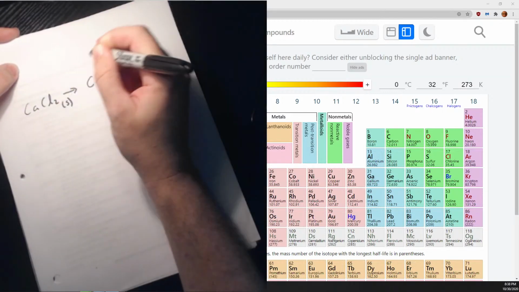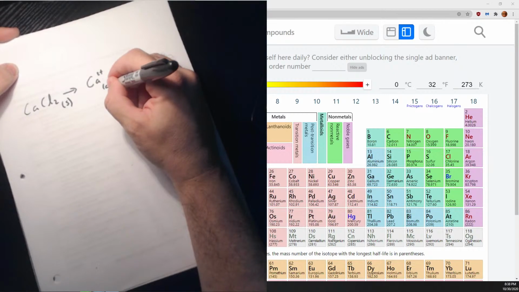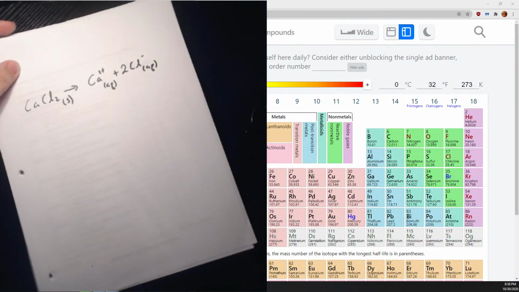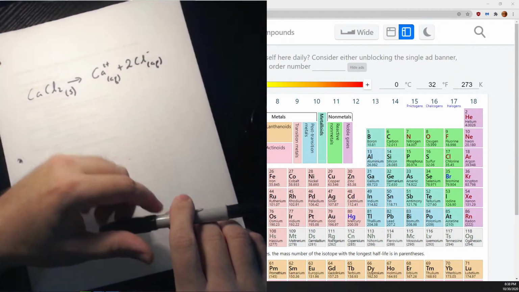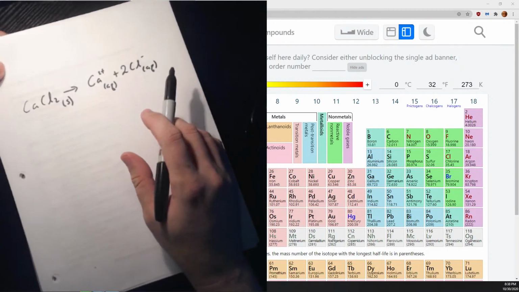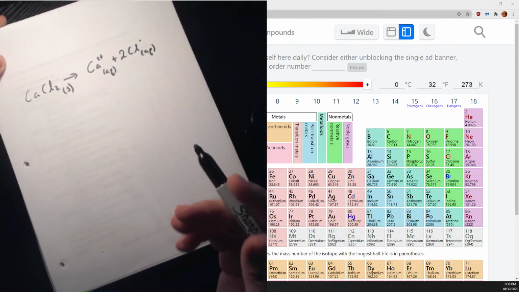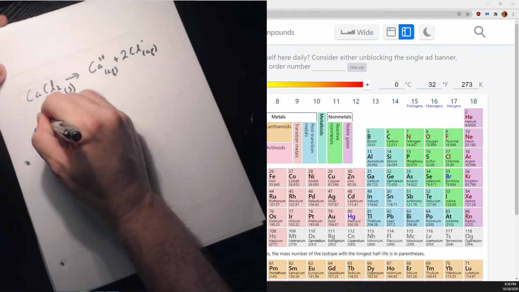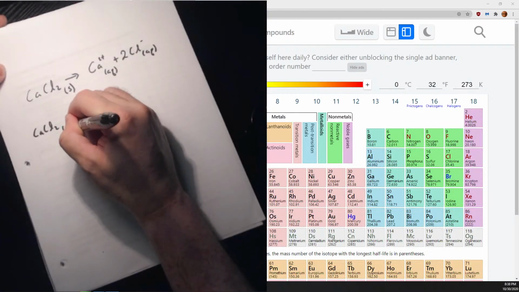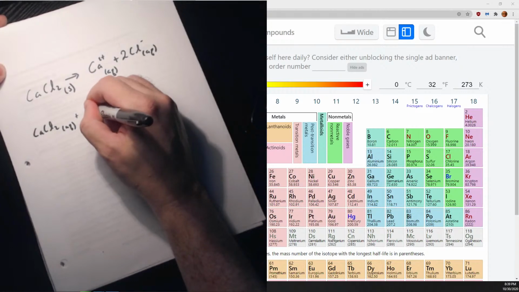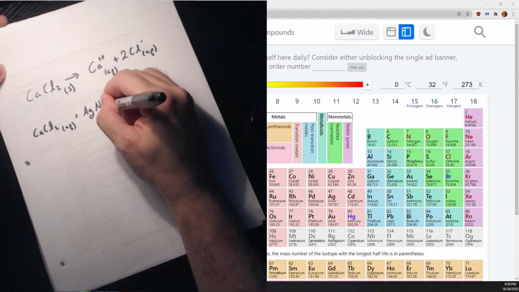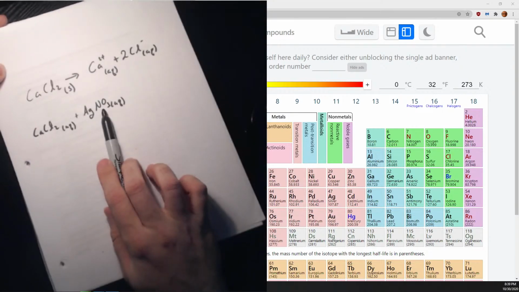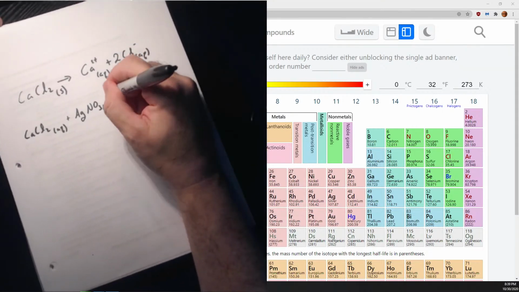And we represent that with, we have a solid, and then we throw it into water, and it breaks up, and now these guys are aqueous. Aqueous means just dissolved in water. So, when you mix your salts, you may or may not get an insoluble product. So let's say we mix calcium chloride, aqueous, with silver nitrate, also aqueous. We know it's aqueous because nitrate is one of the always soluble ions.